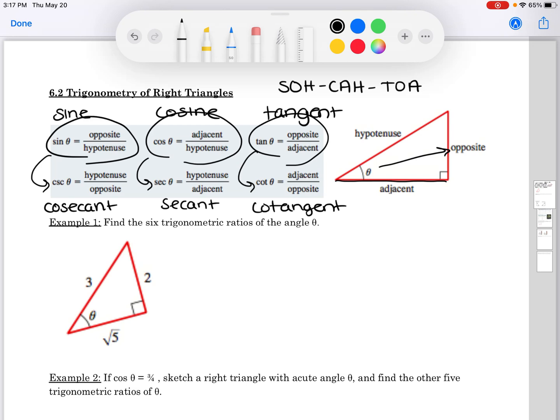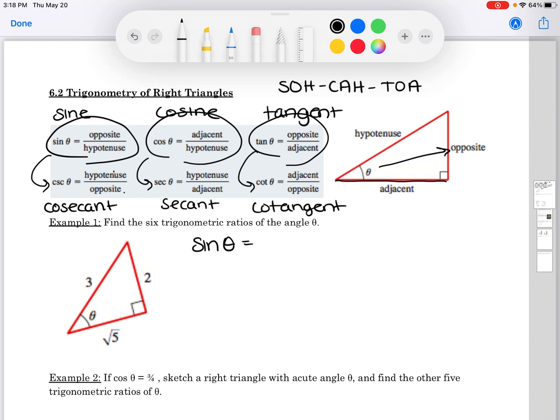Okay, so all they are is the reciprocal. It's just flipped over. So cosecant is hypotenuse over opposite. It's just the flip of sine. Cosine and secant, you just flip one over to get the other, and same with tangent. So for this triangle, in example 1, we want to find the 6 trig ratios of the angle. We don't need to know the angle. We're just getting the ratio of the sides.